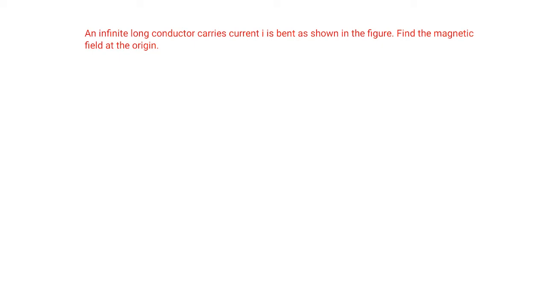So it is like this. This is Y, this is X, this is Z. And we have the wire like this. This is A, this is A. Options.